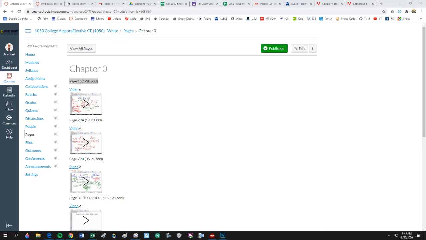Okay, solve for the indicated variable. 3x plus 4 equals 13. How do we solve this? We subtract 4. Why do we subtract 4 and not divide by 3? Yeah, to get the variable by itself. But why the 4 and not the 3? The 4 is connected to the variable too.